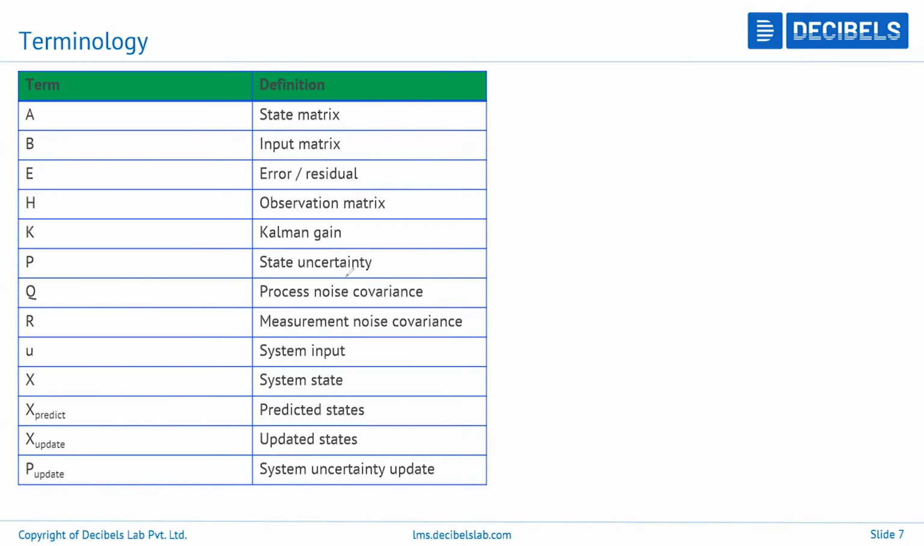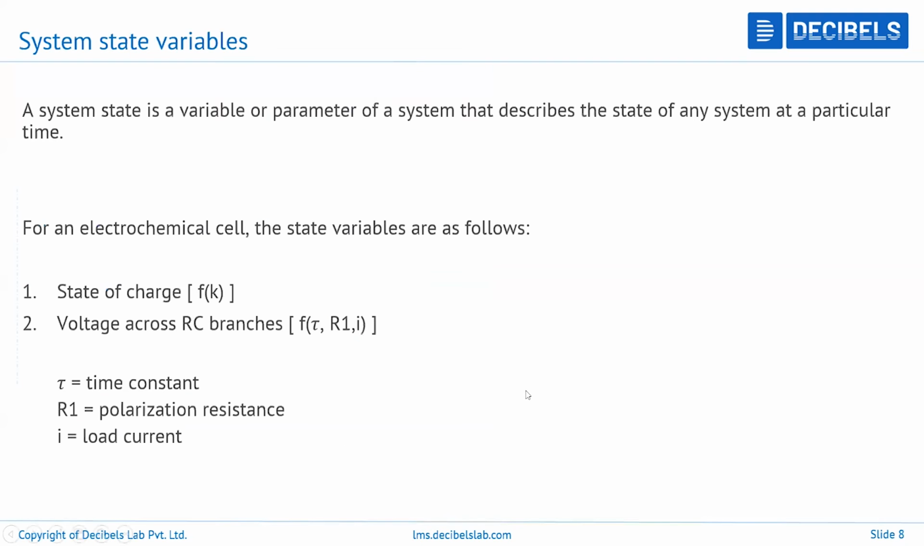So they also have been considered. Apart from that, you have system input, system states, predicted states, updated states, and system uncertainty update. These are all the important terminologies. It does not matter which Kalman filter, they all utilize the same type of terminology here. Now we will see what system states are.